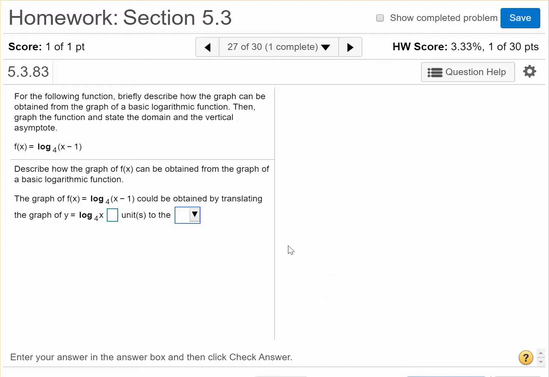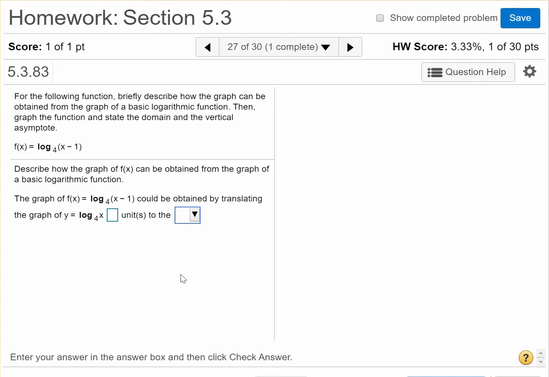Alright, in this video I'm going to show you how to do this problem. You're graphing f of x equals log base 4 of the quantity x minus 1. And I would refer you to my video on section 5.3, Logarithmic Functions Part 2. Just go to minute 10:35 in the video, and there's a couple of graphs there that I think will help you to graph this.